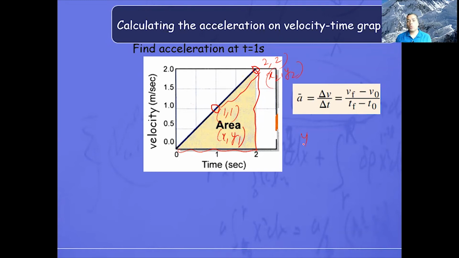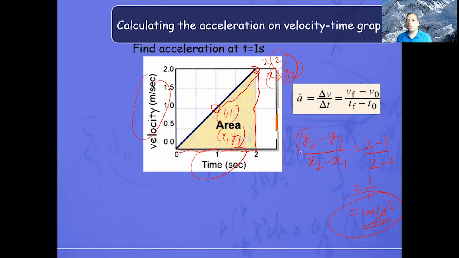Slope is y2 minus y1 divided by x2 minus x1. y2 is 2. What is my y1? y1 is 1. So what is my x2? x2 is 2. What is my x1? x1 is 1. So you got 1/1, which is 1 meter per second square. Okay. So from this velocity versus time graph, you can find the acceleration, which happens to be 1 meter per second square.